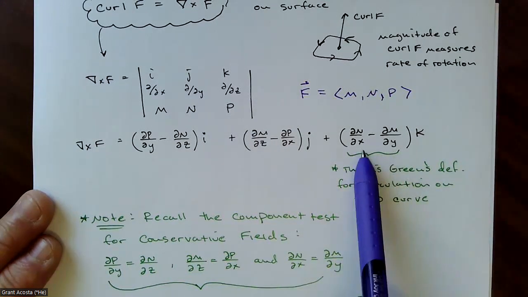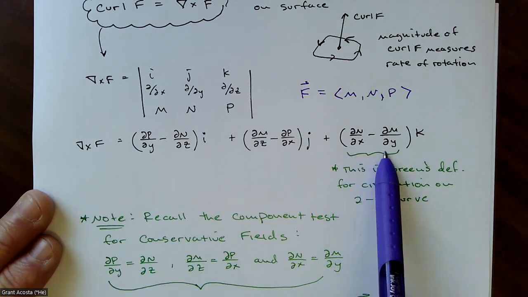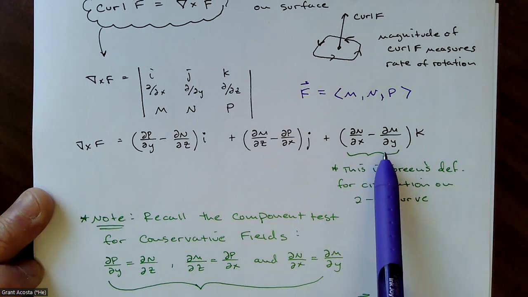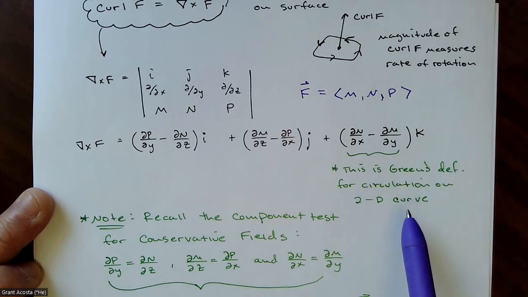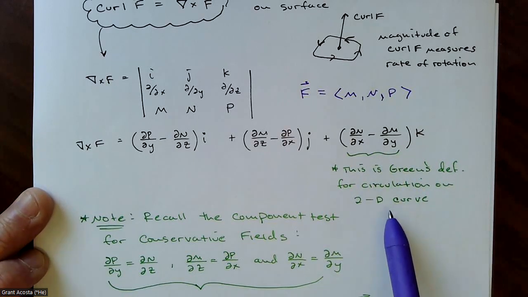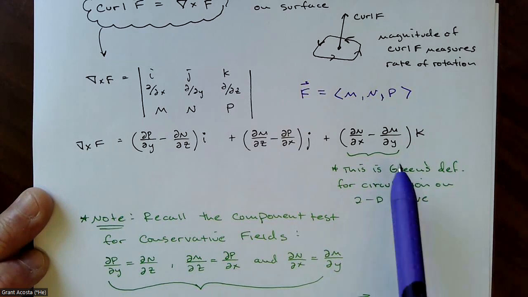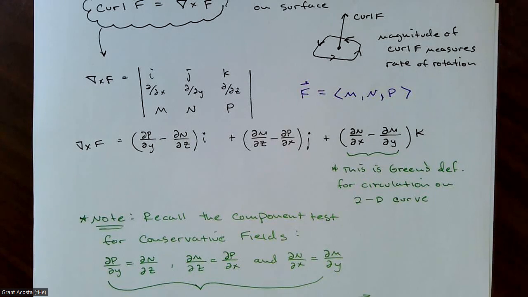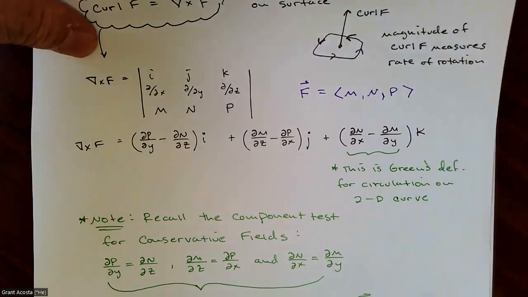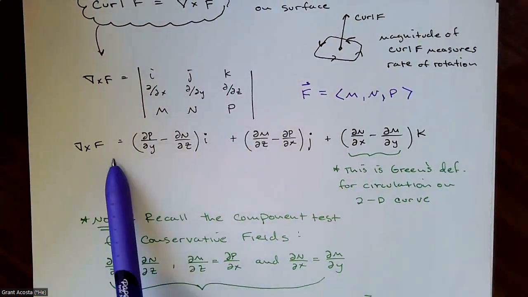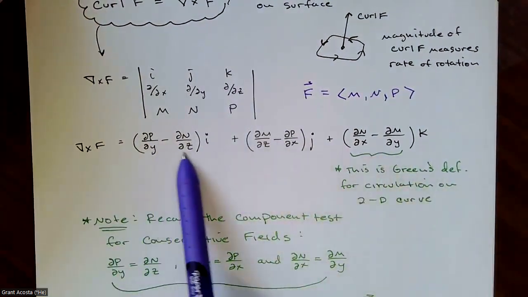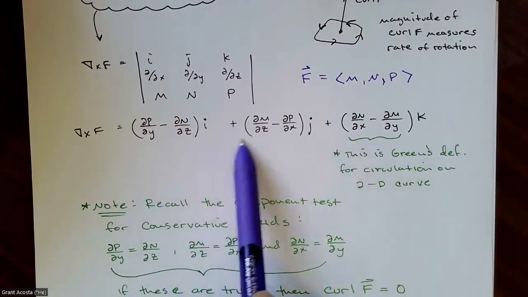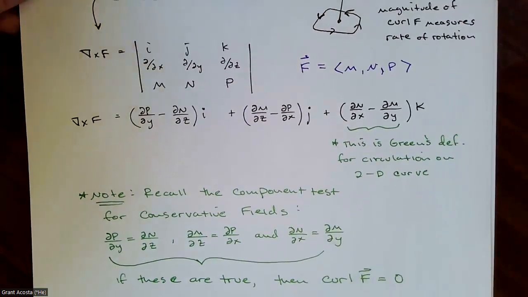Recall for a two-dimensional curve, when we used Green's theorem to find the circulation around a two-dimensional curve, this is what we were integrating. We were using the k component of curl because we were in the xy plane. But now that we're extending this to surfaces, our curl vector is always going to have this form, and these will not necessarily be 0 here.